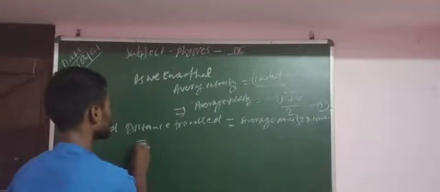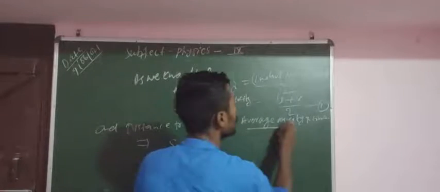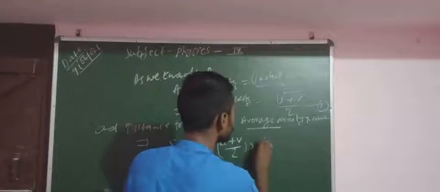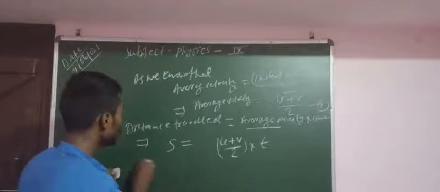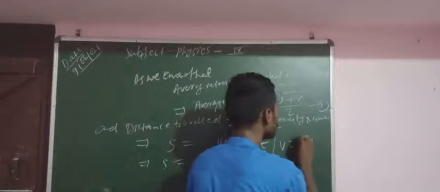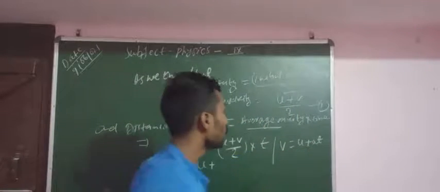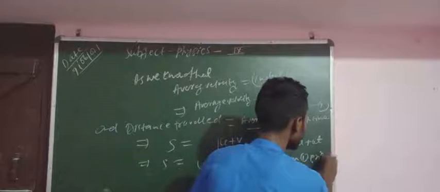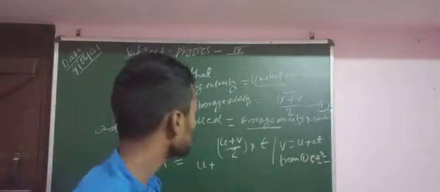So this can be written as distance traveled: s will be equal to average velocity, that means (u plus v) by 2 into t. As we know, v will be equal to u plus at from the first equation, so we can put this value in its place.